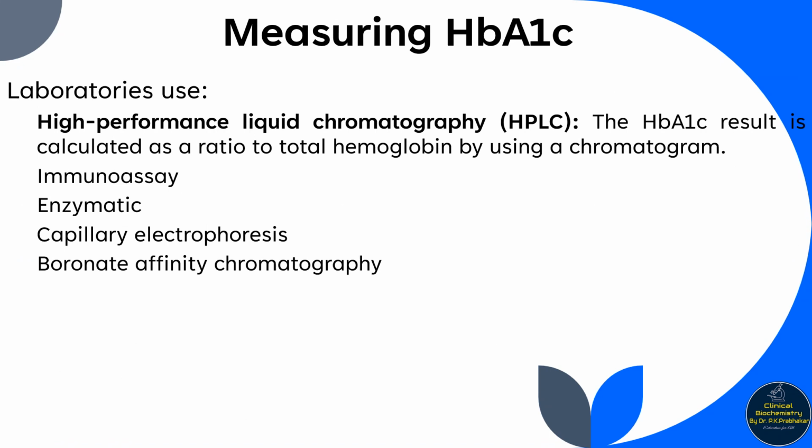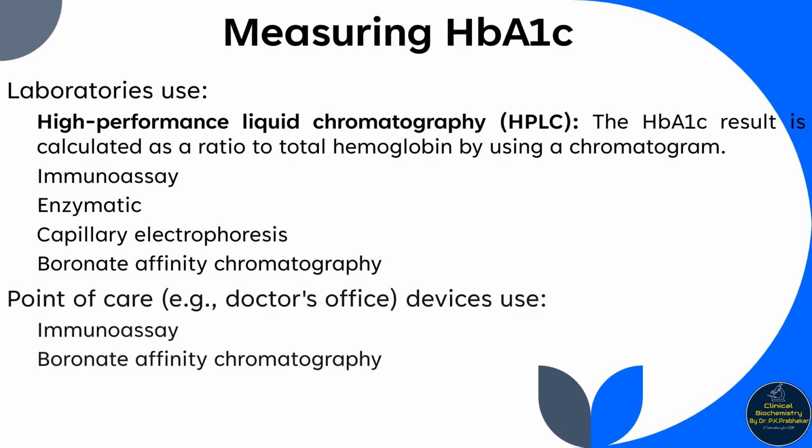High performance liquid chromatography: the HbA1c result is calculated as a ratio of total hemoglobin by using a chromatogram. Then we have immunoassay, enzymatic, capillary or borate affinity chromatography. Point of care methods, at the time in the doctor's office or in the technician's device, a simple device can be used, which is based on the immunoassay or affinity chromatography.